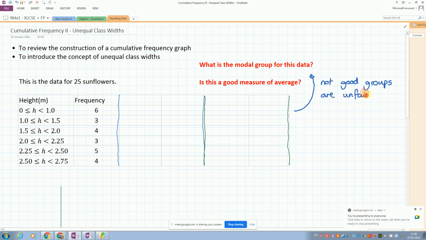So unfairly wide. So this group I've chosen a bigger set of values to put in that group than I have for the others. So later in the week we'll be dealing with that for mode and be drawing something called a histogram.